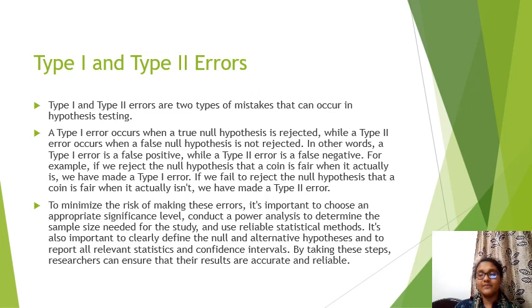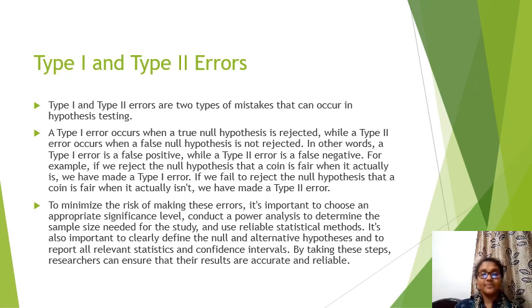Now let us see what are type 1 and type 2 errors. Type 1 and type 2 errors are two types of mistakes that can occur in hypothesis testing. A type 1 error occurs when a true null hypothesis is rejected, while a type 2 error occurs when a false null hypothesis is not rejected. In other words, a type 1 error is a false positive, while a type 2 error is a false negative.